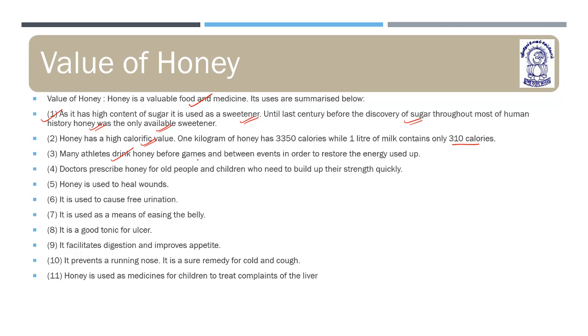Many athletes drink honey before games and in between events in order to restore the energy used up. Doctors prescribe honey for old people and children who need to build their strength quickly. Honey is used to heal wounds. It is used to cause free urination. It is used as a means of easing belly fat. It is a good tonic for ulcers. It facilitates digestion and improves appetite. It prevents a running nose. It is a sure remedy for cold and cough. Honey is used as a medicine for children to treat complaints of the liver. So there are many uses of honey.